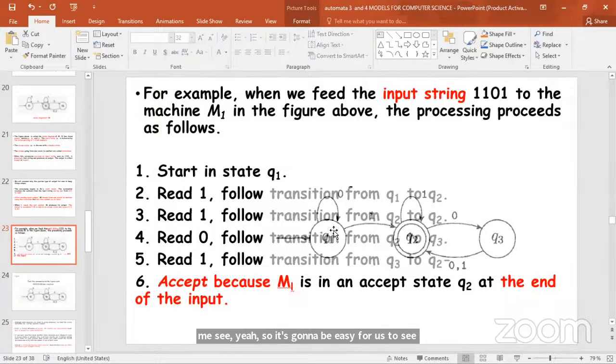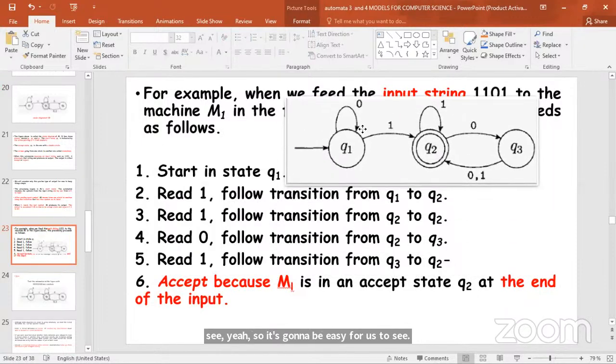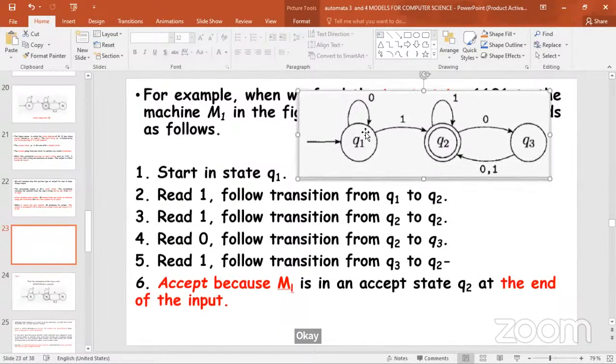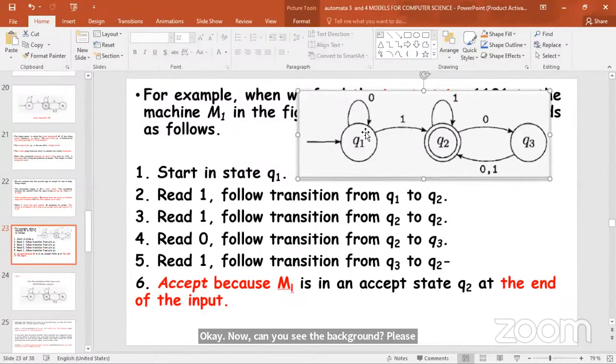Okay, now can you see the diagram, please? Can you see this diagram that I've moved here from the previous?